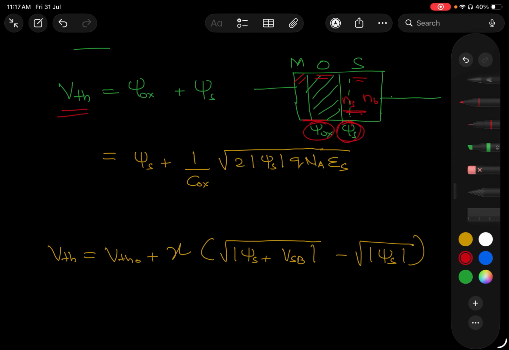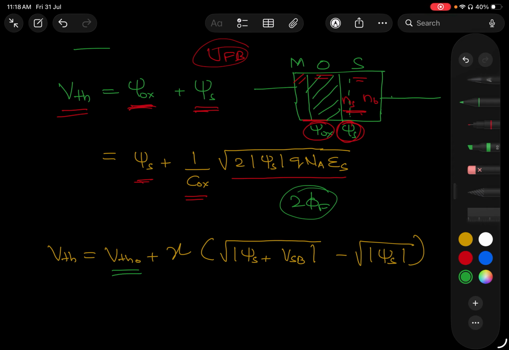So the threshold voltage will be the psi ox plus psi s, and also there will be a flat band voltage, but for now we are not considering it. So the total VTH will be psi s plus 1 by Cox times the square root of 2 psi s q epsilon s, and this psi s will be 2 phi f in case of inversion. And in case of the body effect, the VTH is going to be VTH0 plus gamma times the square root of psi s plus VSB minus the square root of psi s.